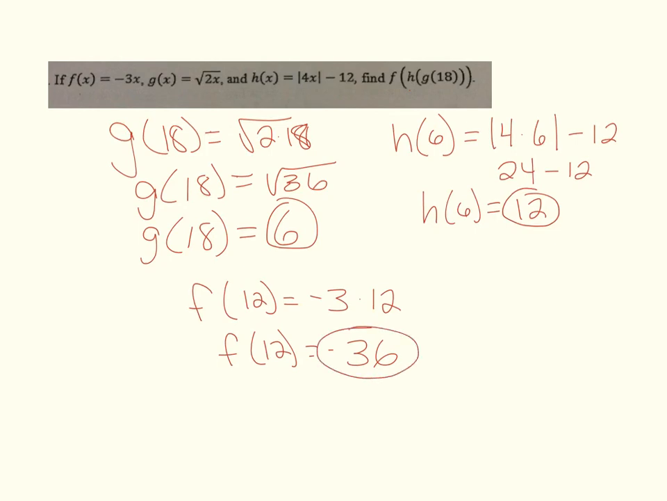So once again, to reinforce, you drop the hand grenade here with 18. The first rule I did was g, which I did. I take that answer and I plug it into my second rule, which is h, which I did. And then I take that answer of 12 and I plug it in for the f rule, which gives me a final answer of negative 36.